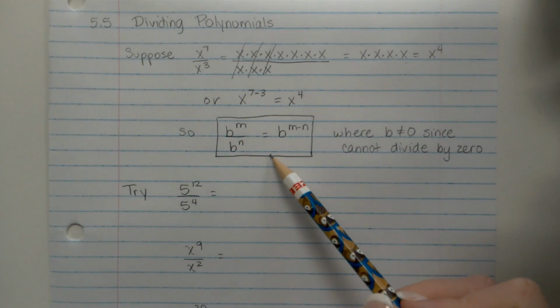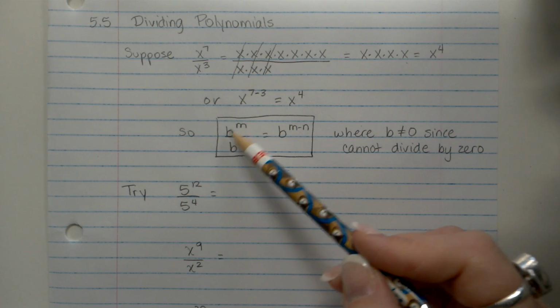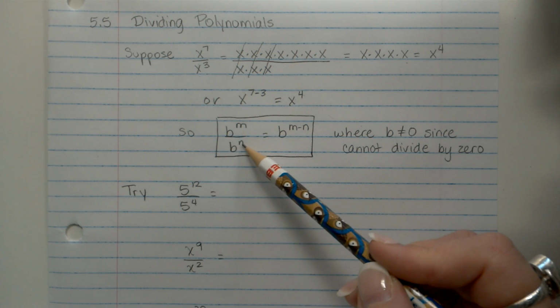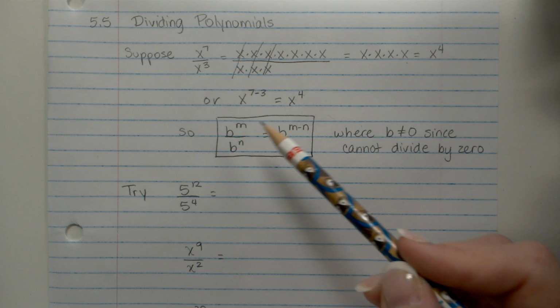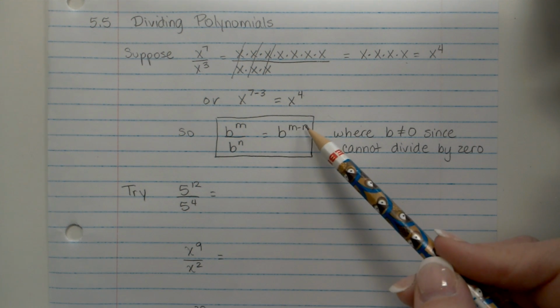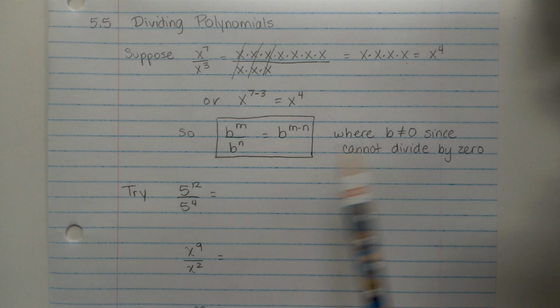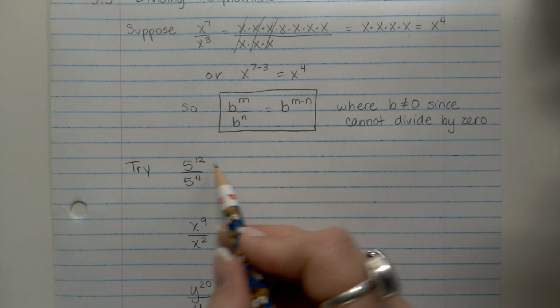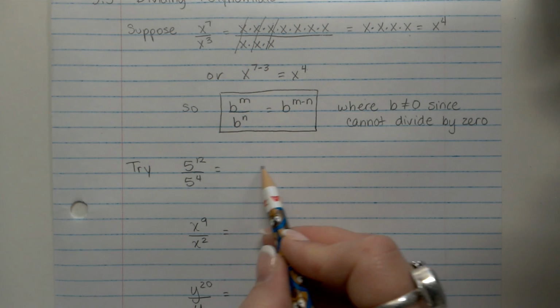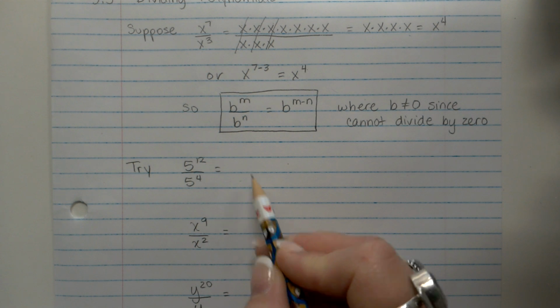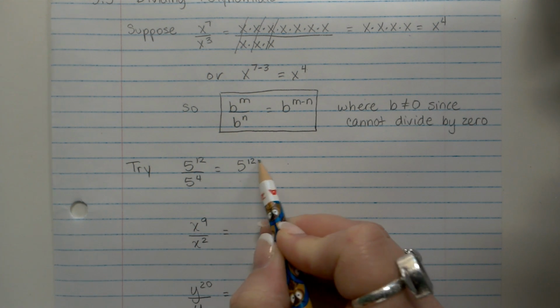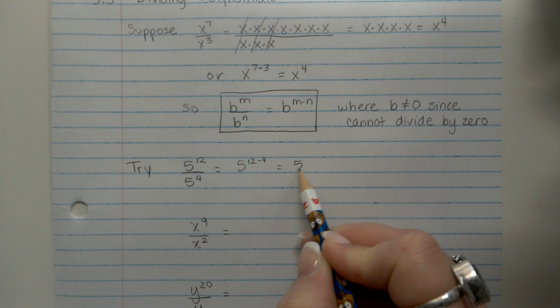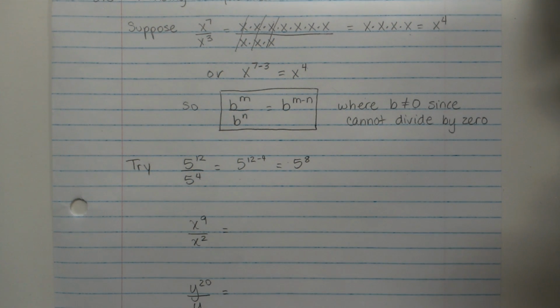So that leads us to this rule that says that if you have a base to an exponent in the numerator and a base to an exponent in the denominator, you can simply subtract the exponents, as long as b is not 0, because you can't divide by 0. So here, let's do a couple of example problems. There's 12 5s in the numerator being multiplied out and 4 5s in the denominator. So you can subtract the exponents, and you're left with 8 5s multiplied together in the numerator.